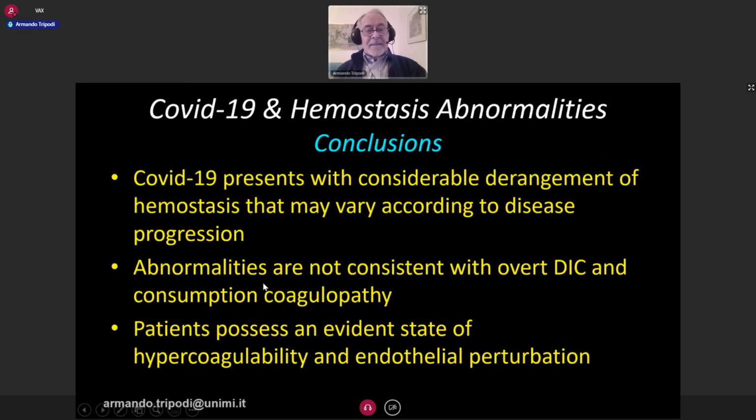And the second point is that abnormalities seem to be not consistent with overt DIC and consumption coagulopathy as was previously reported. And finally, it seems that patients possess an evident state of hypercoagulability and endothelial perturbation, which might be responsible for the thrombotic events which have been found in these patients.